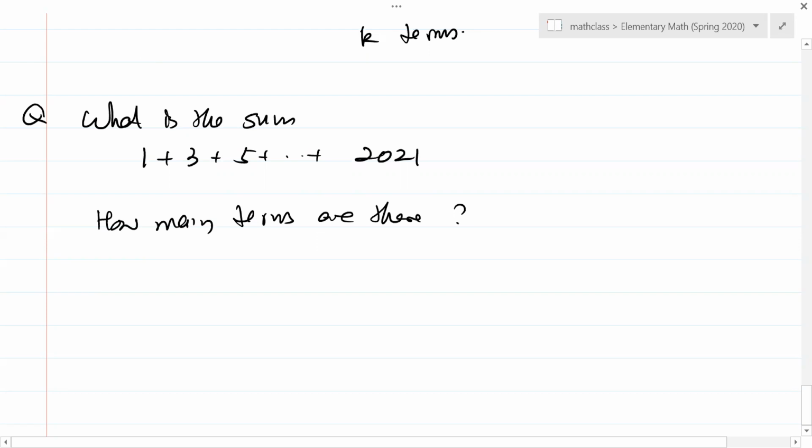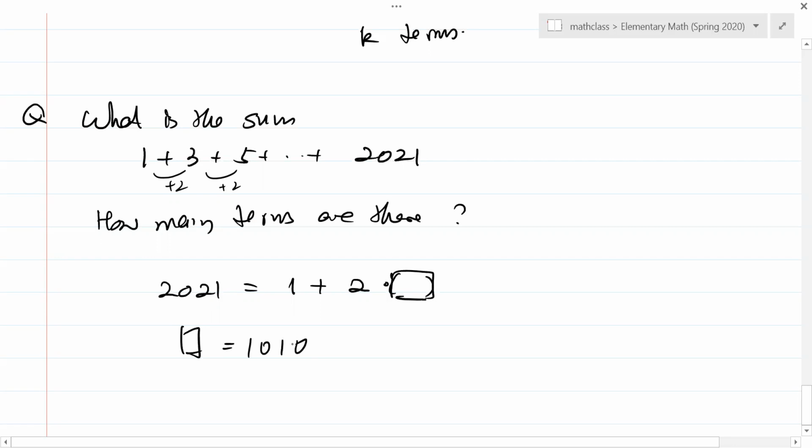Can you do that? How many terms are there? Because each time we add two, plus two, plus two. So 2021 is 1 plus 2 times some number, right? But that number is just one less than the total number of terms. Be careful. So that number is going to be 1010.